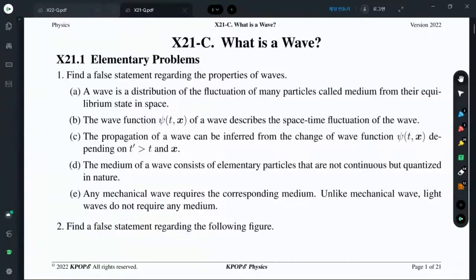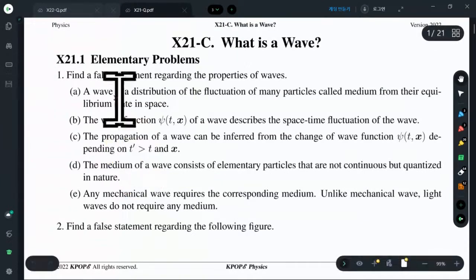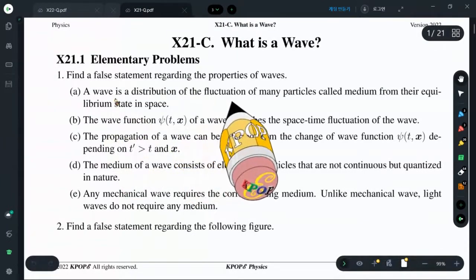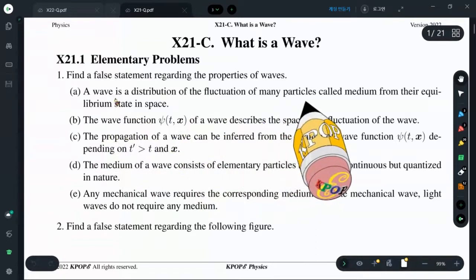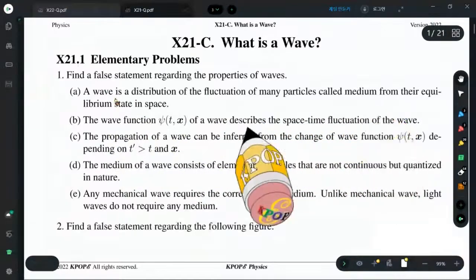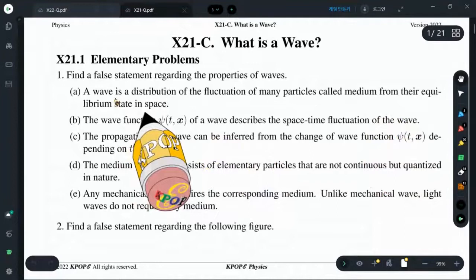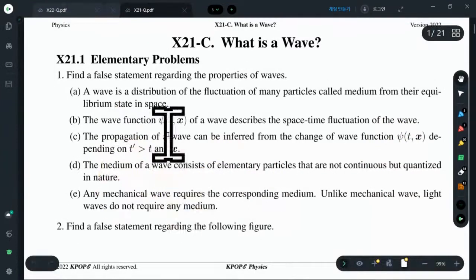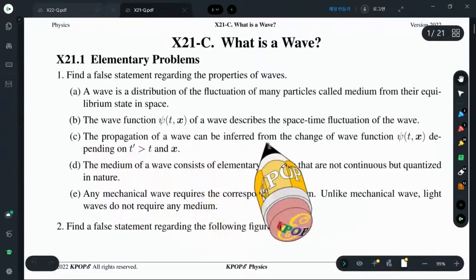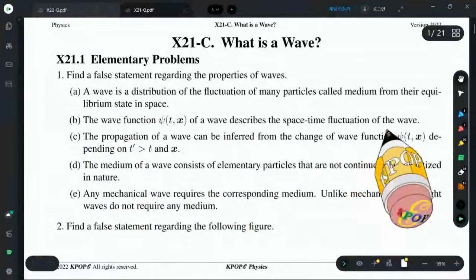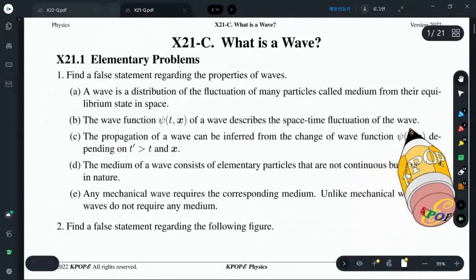X21, what is a wave? A wave is a distribution of fluctuation of many particles, called the medium, from the equilibrium state in space. Yes, that's right. The wave function of a wave describes the space-time fluctuation of the wave.